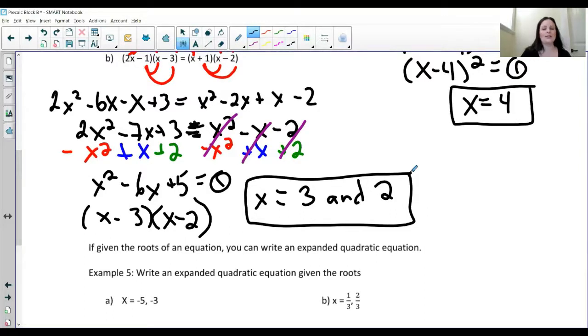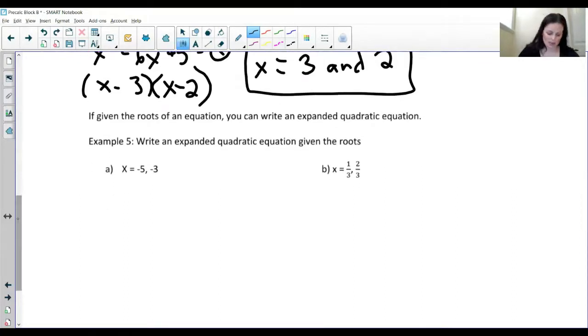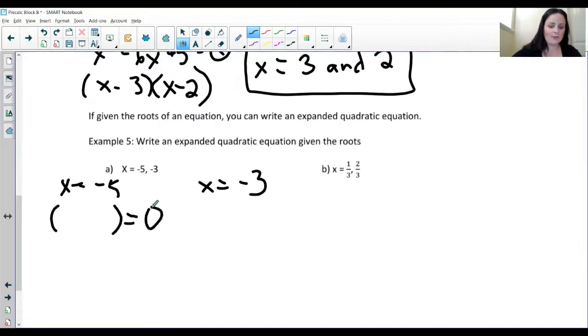So the next one is kind of working backwards. You have, write an expanded quadratic equation given the roots. So it's giving you the answers, okay? So this means that x equals negative 5 is one solution, x equaling negative 3 is another solution. So you need to put it into a bracket that is going to equal 0. So you know that x is negative 5. What plus negative 5 will give you 0?